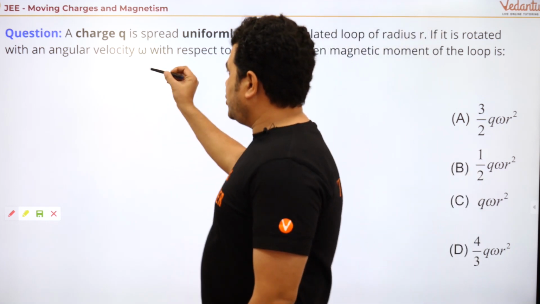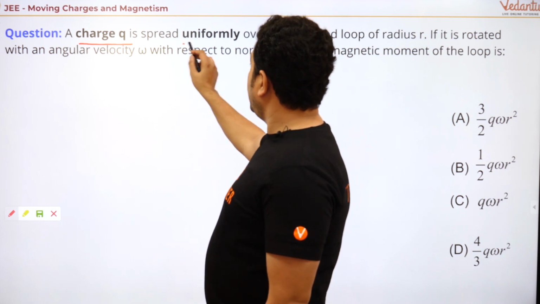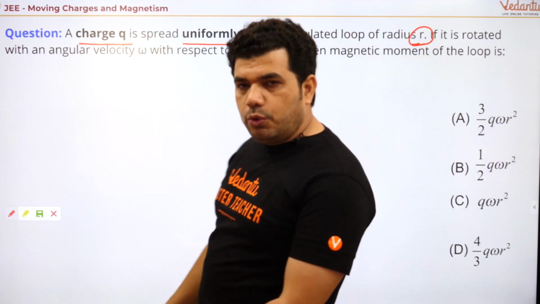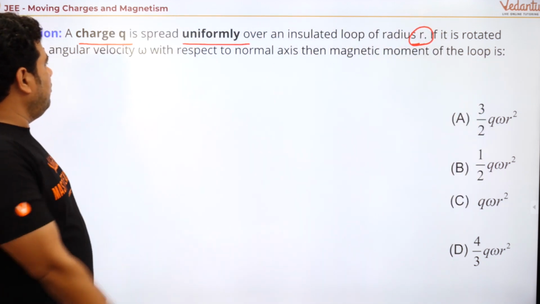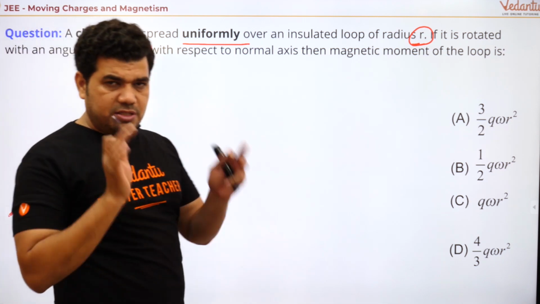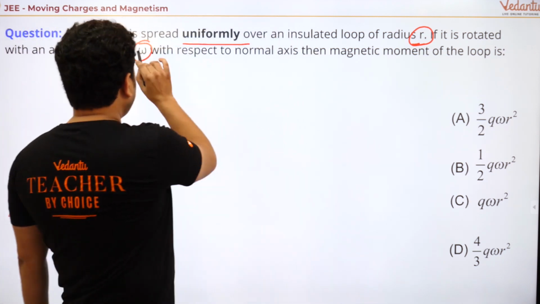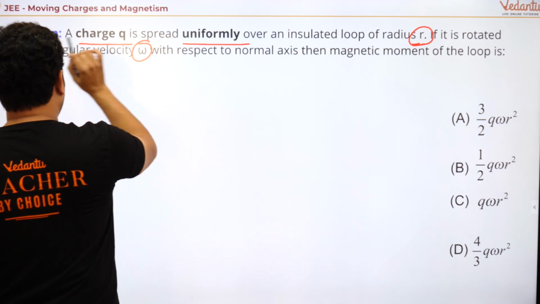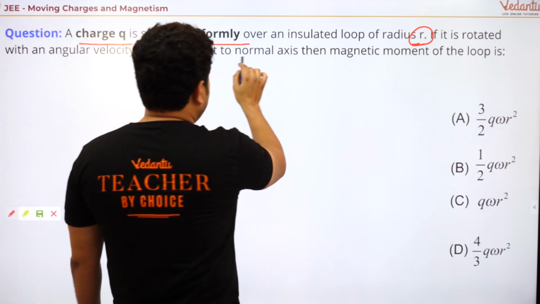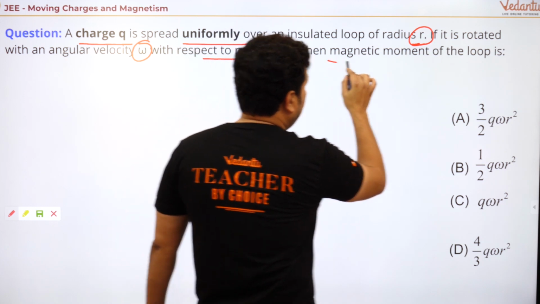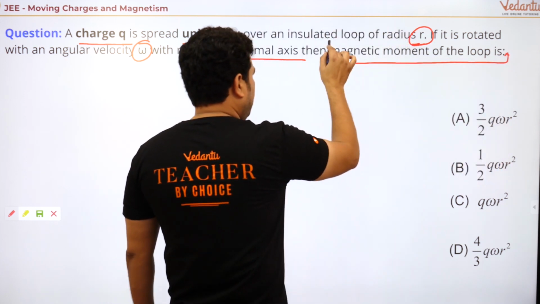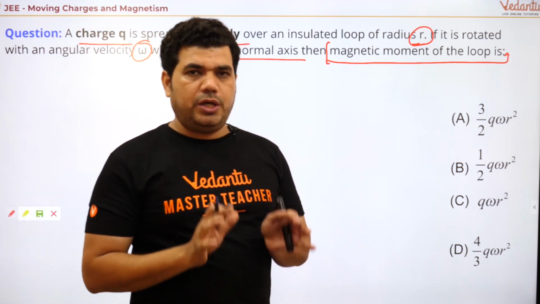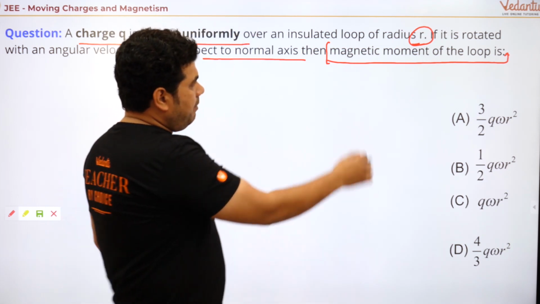The question is, a charge Q is spread uniformly over an insulated loop of radius r. If the loop is rotated with an angular velocity of omega. Yeah, this is the right way to do the question. First, mark each and every information that you have. Radius r, loop, charge q, angular velocity omega with respect to normal axis, then the magnetic moment of the loop. तो अभी हम इसको कन्वेंशनल मेथड से करते हैं, फिर इस तरह के क्वेश्चंस का हम आपको एक जुगाड़ टेक्नोलॉजी बताएंगे. We have to find the magnetic moment.